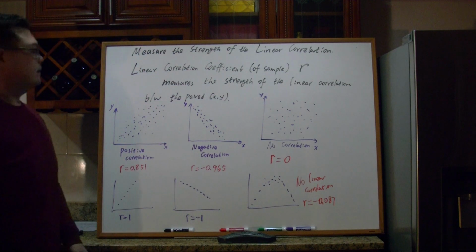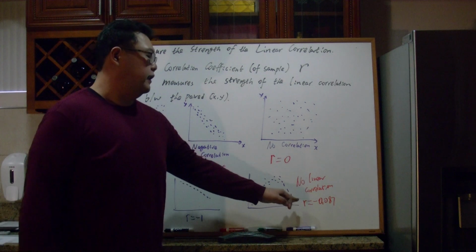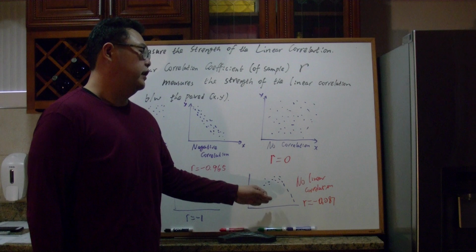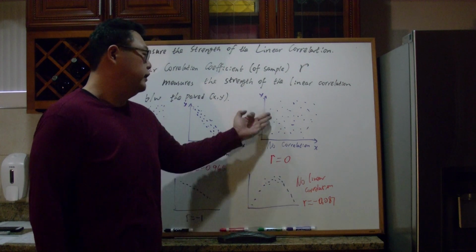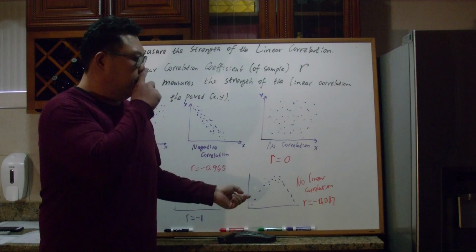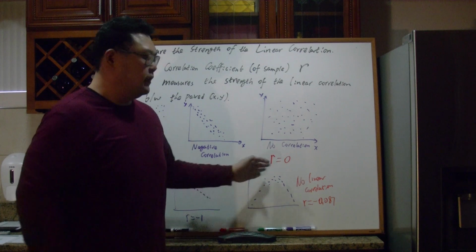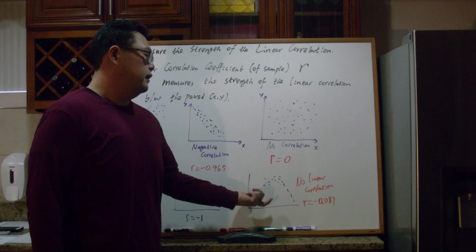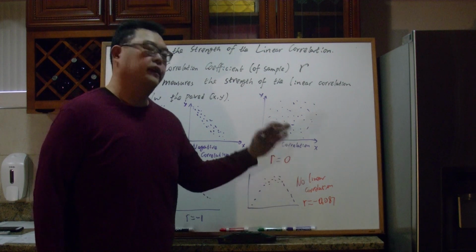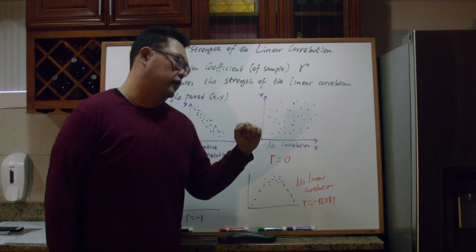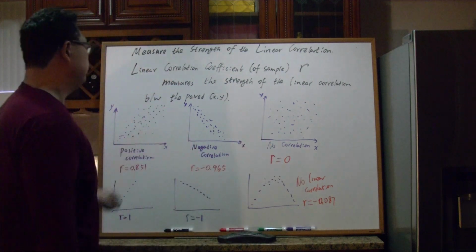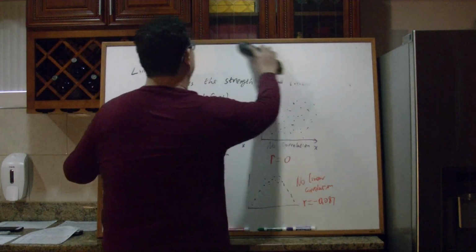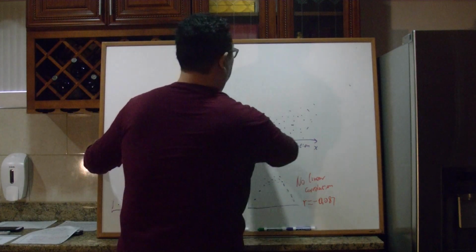But r going closer to 0 doesn't mean the pair doesn't have any correlation. It possibly could have a correlation, but it is just showing us that this original paired data set doesn't have linear correlation. That's the only thing it showed us. Right. So next, let's see how we compute the r.